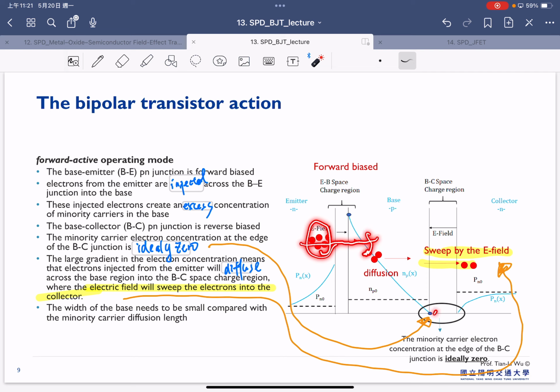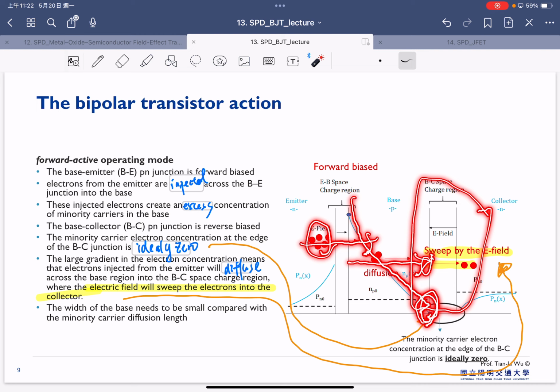And because this is reverse bias, and this needs to be 0, therefore we have a very strong concentration gradient. And a strong concentration gradient will create the diffusion into the edge of the space charge region as shown here. Right now, this is under the reverse bias, and therefore we will have a very strong electric field. So the electron right now will be swept by the electric field into the collector side, and in the end, it becomes the current you will measure in the collector side here.